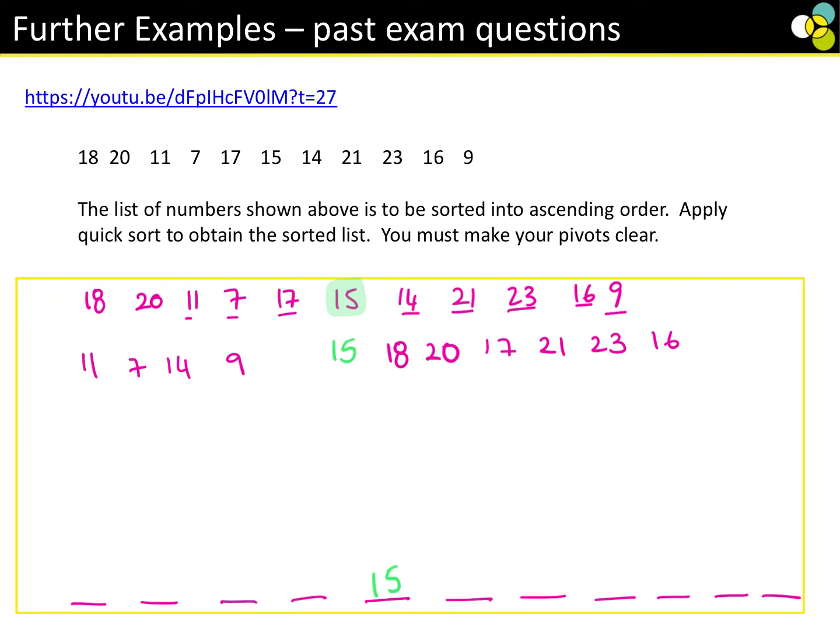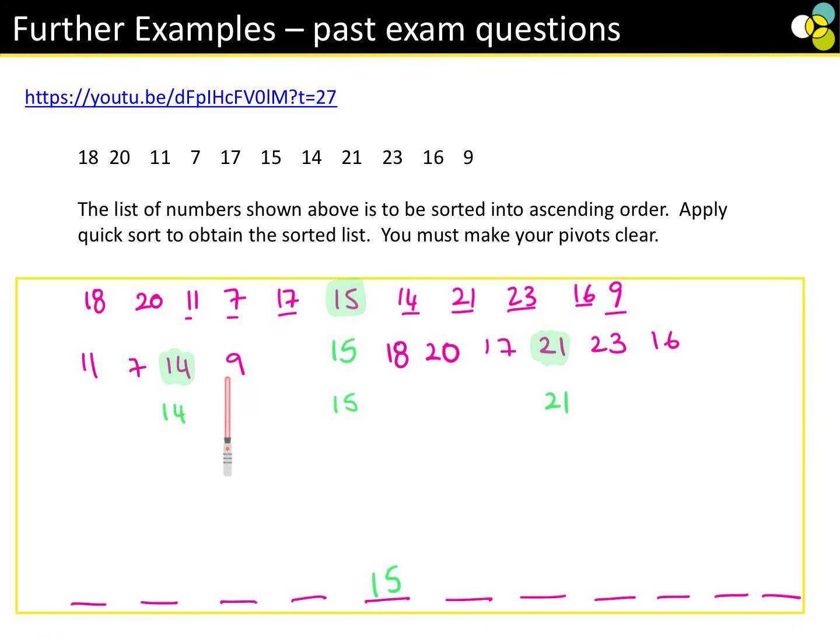So 14 is our new pivot on this side. And on the other side, again, I need to choose the middle of this number, 18, 20, 17, 21, 23, 16. The middle is here. I go slightly to the right, so 21. Now, if you go to the right, you have to always go to the right on this particular question. So I'm now going to write my pivots again, okay? And now I can start sorting these out.